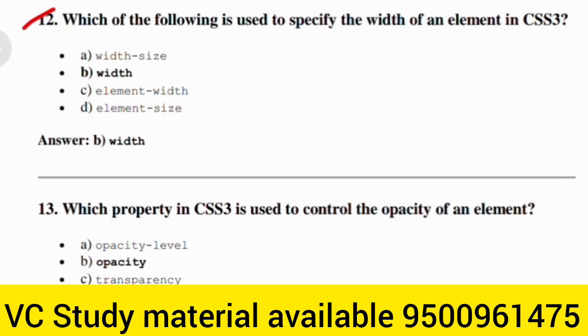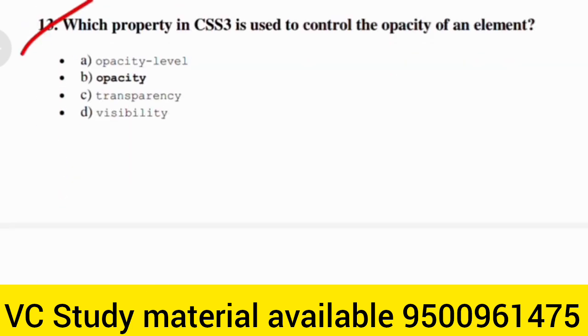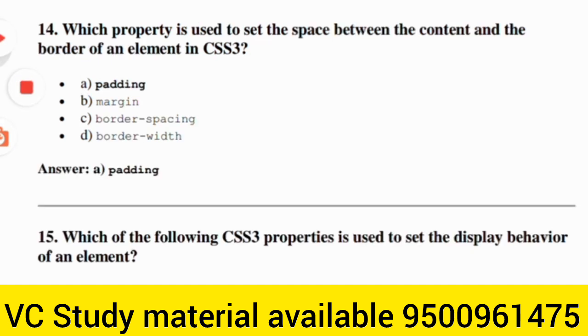Which of the following is used to specify the width of an element in CSS3? Width. Which property in CSS3 is used to control the opacity of an element? Opacity. Which property is used to set the space between the content and the border of an element in CSS3? Padding.